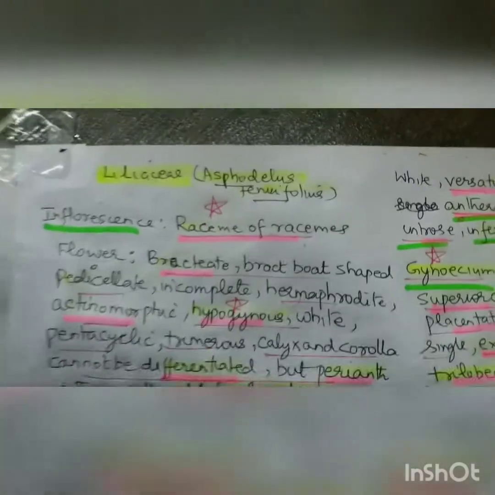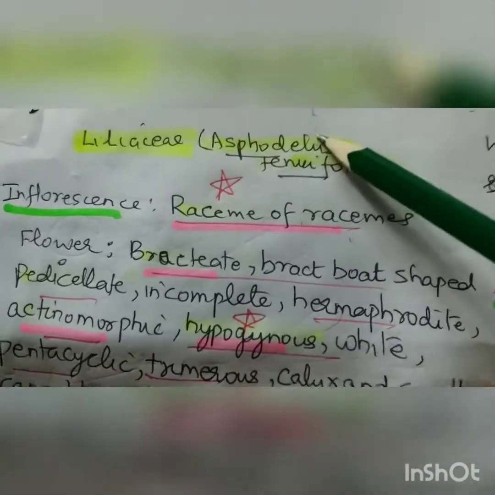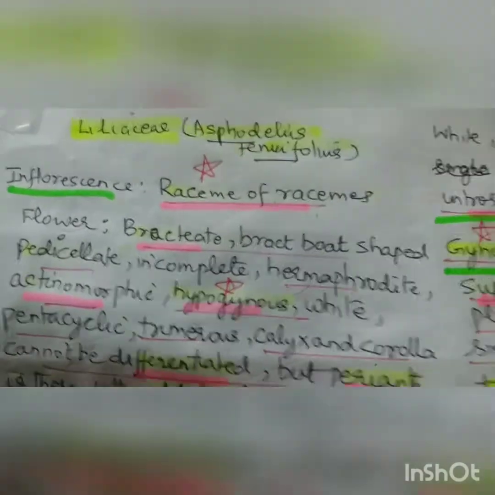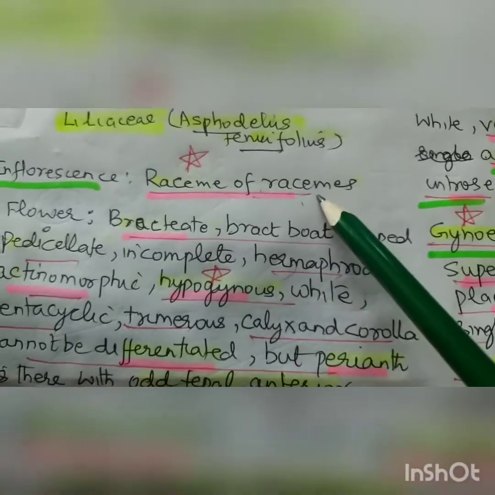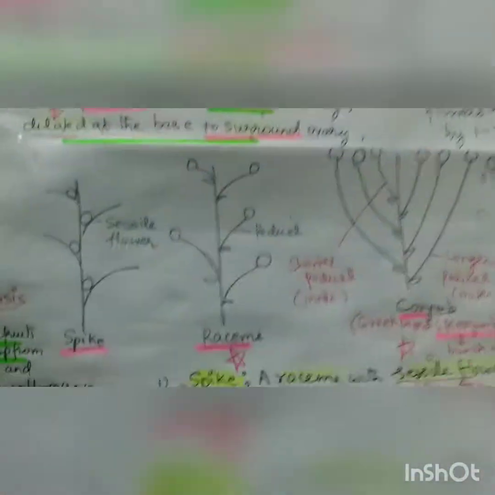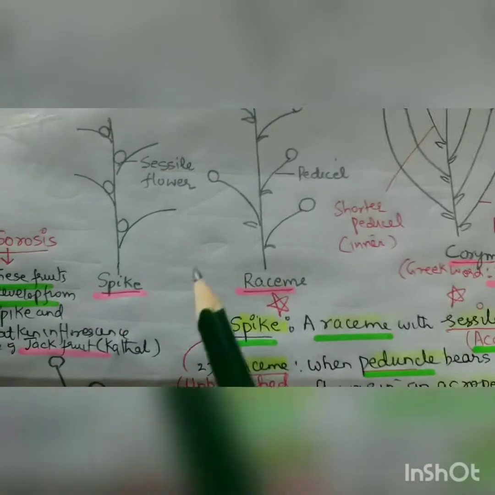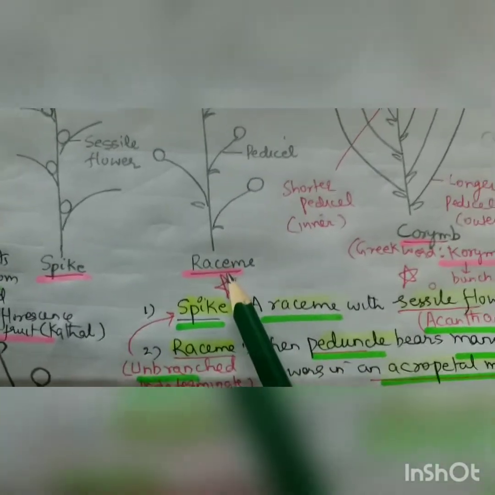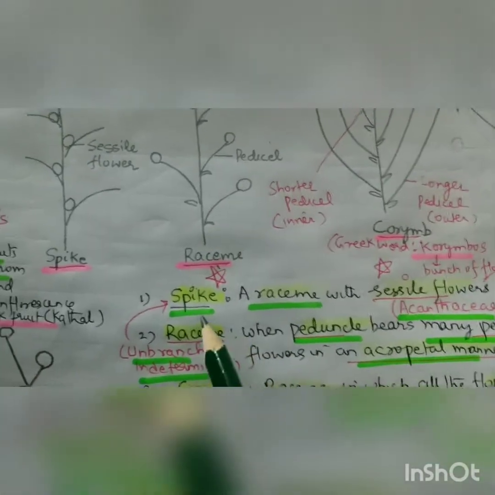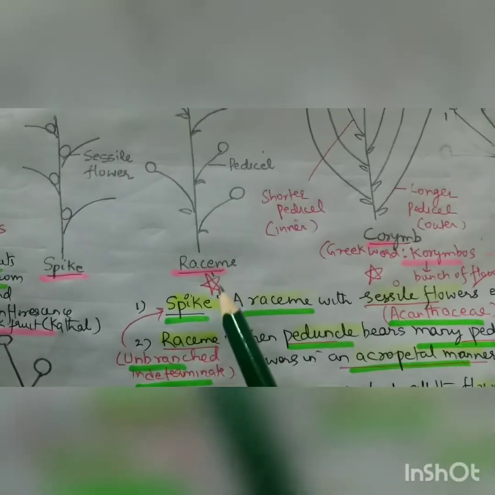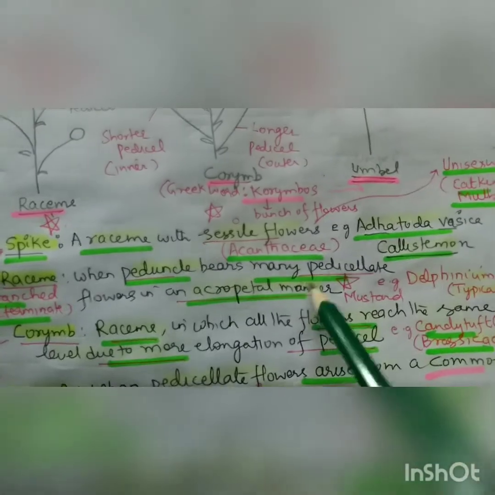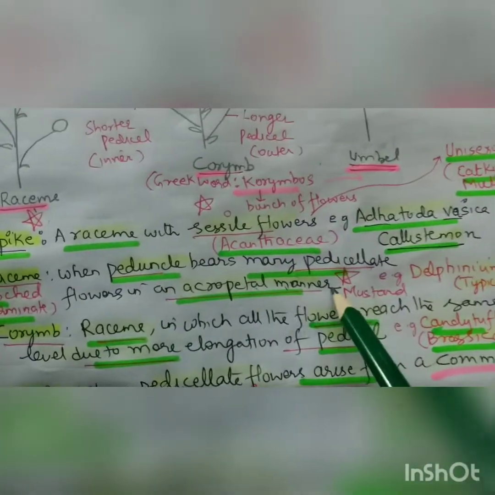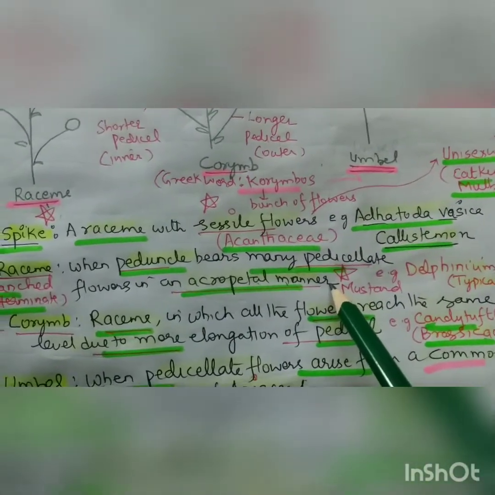Today we are doing the family Liliaceae, in which we have two flowers, asphodelus and asparagus. We are taking asphodelus, and the inflorescence is raceme. We did raceme earlier also. Raceme is basically a type of inflorescence in which the peduncle bears many pedicellate flowers in acropetal manner, right?